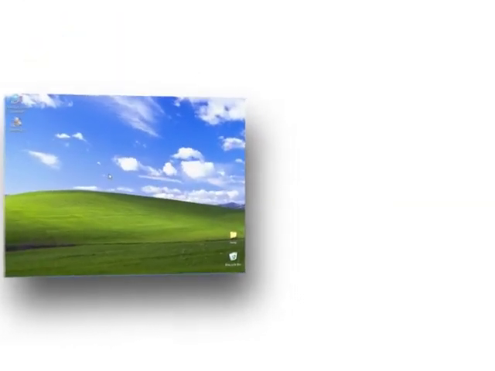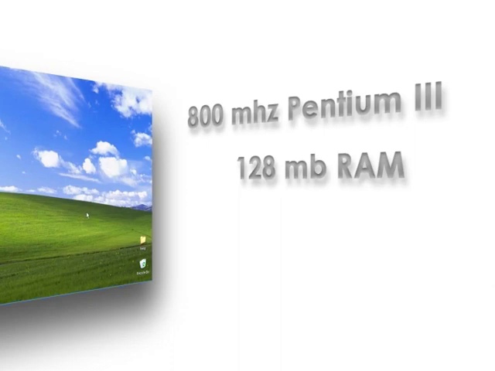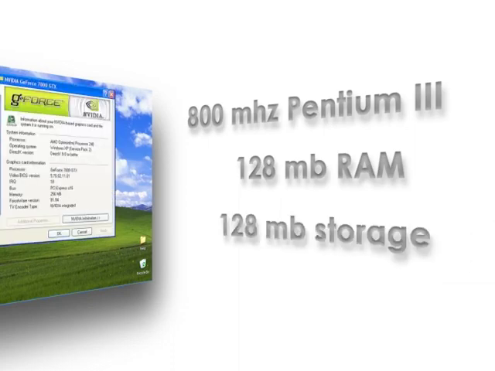For PC users, you can run SketchUp with a minimum of an 800 MHz Pentium 3 processor, 128 MB of RAM, and around 128 MB of available hard drive space.